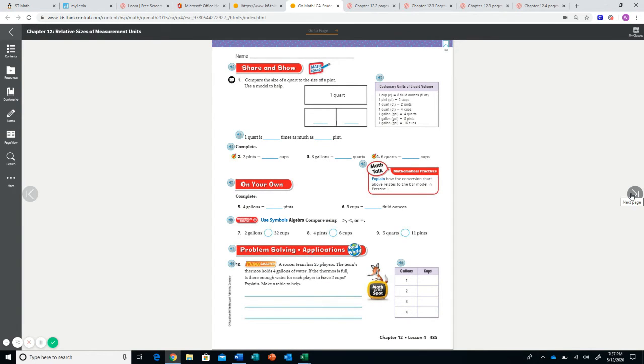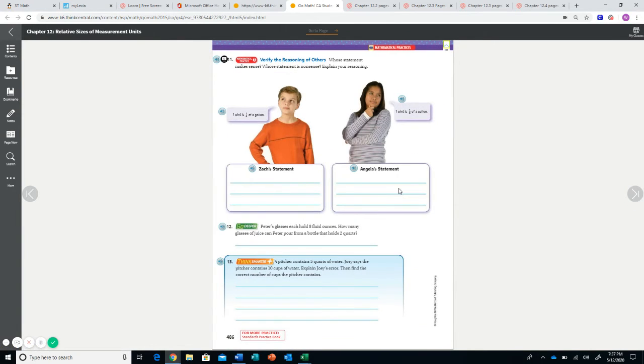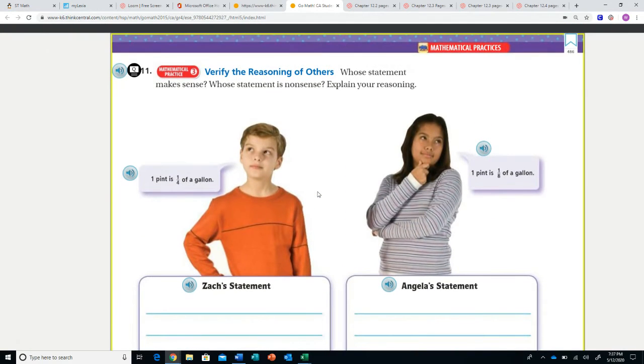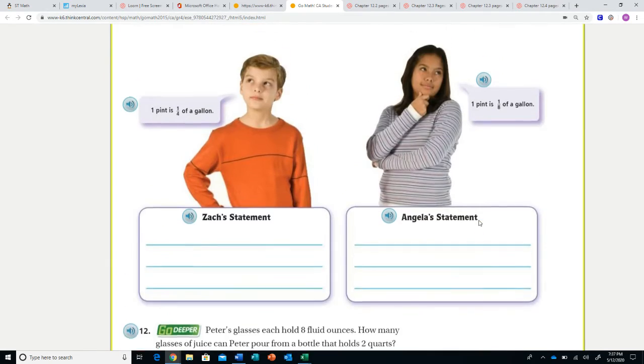Those light purple boxes at the top are key to answering the questions. All right, verify the reasoning of others. Whose statement makes sense? Whose statement is nonsense? Explain your reasoning. So this young man, Zach, says that 1 pint is 1/4 of a gallon, and this young lady says 1 pint is 1/8 of a gallon. So Zach versus Angela.